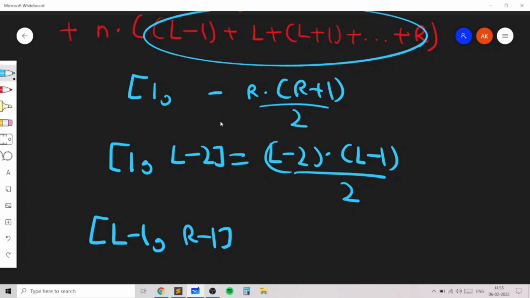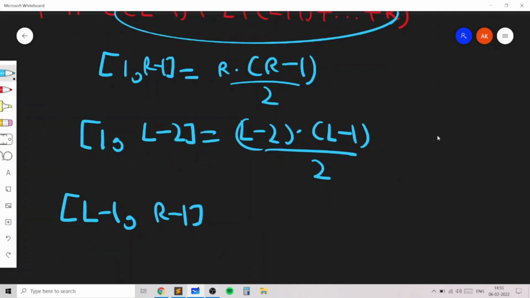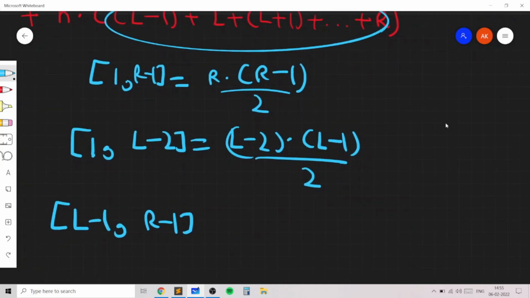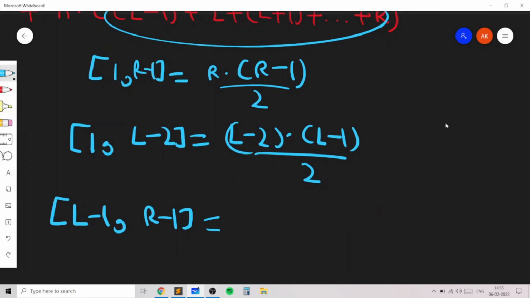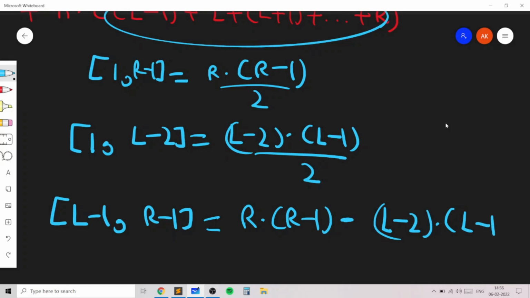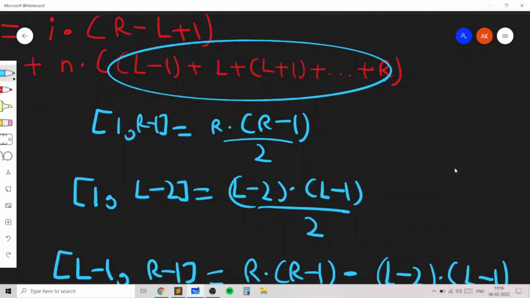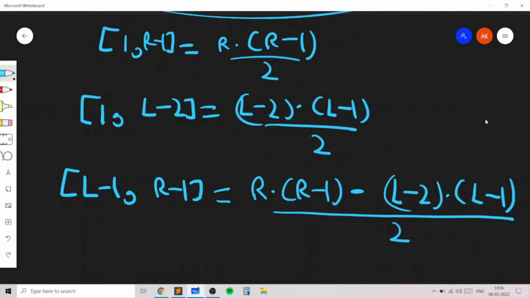So over here the sum of the numbers in the range 1 to R minus 1 is equal to R into R minus 1 by 2, and the sum of the numbers in the range 1 to L minus 2 is L minus 2 into L minus 1 by 2. So that's why the sum of the numbers in the range L minus 1 to R minus 1 will be given by the difference of these two. And you can simplify this, like this is what the difference will be. And now we know that this is the sum of the numbers, so this quantity can be rewritten as this.